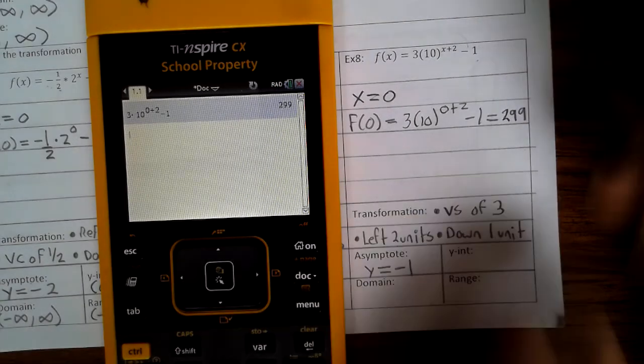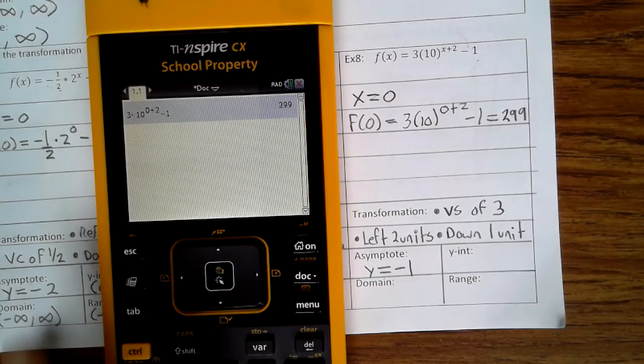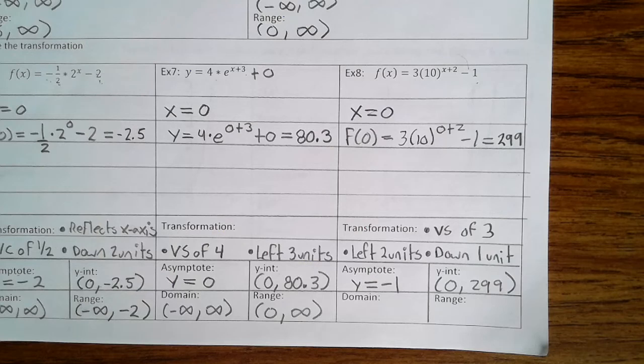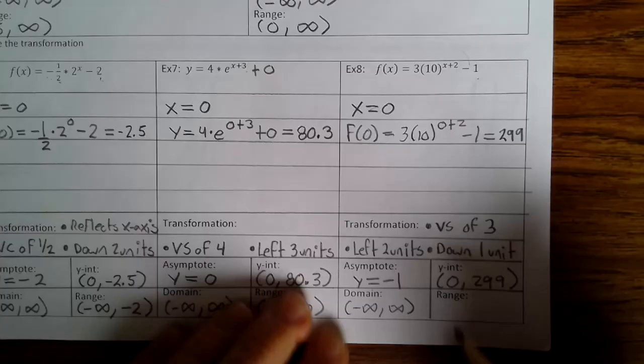Domain we know is always negative infinity to positive infinity, and our range is from the asymptote to infinity, so -1 to infinity.